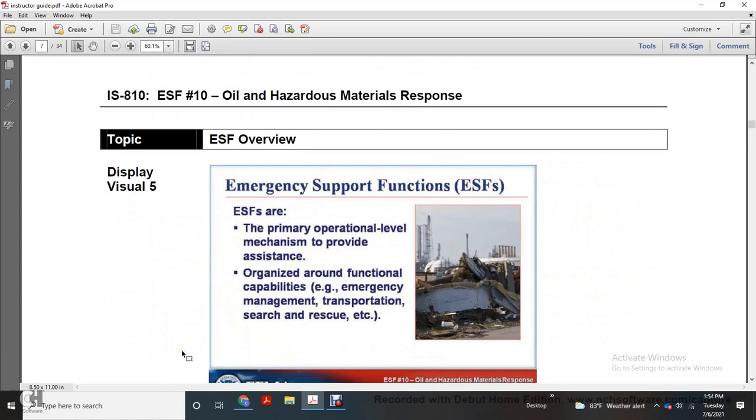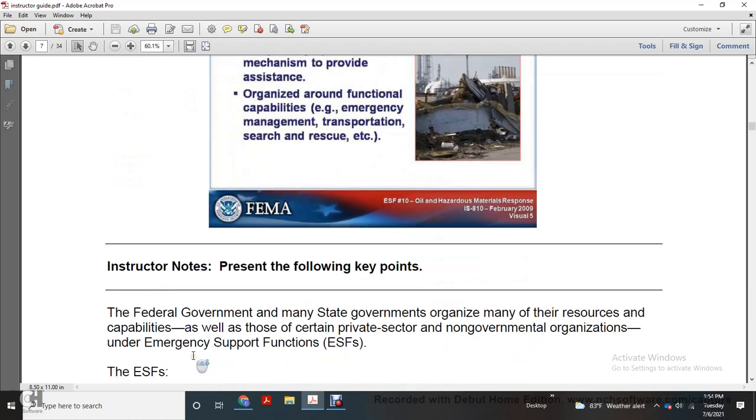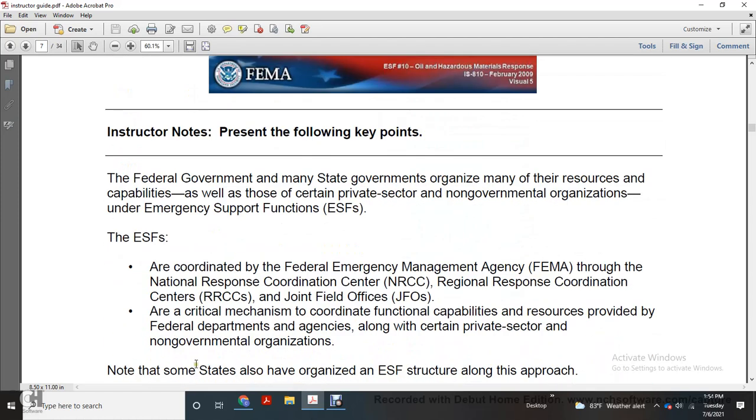Display Visual 5: Emergency support functions are the primary operational-level mechanism to provide assistance, organized around functional capabilities such as emergency management, transportation, search and rescue, etc. Instructor's note: present the following key points. The federal government and many state governments organize much of their resources and capabilities, as well as those of certain private and nongovernmental organizations, under the emergency support functions.